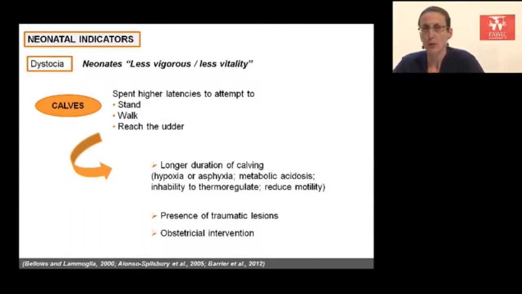And the principal explanation of that is that the calf was probably born after a longer parturition, and that produced hypoxia or asphyxia of the calf, and consequently there is a metabolic acidosis that can produce an inability to thermoregulate and reduced motility in the newborn. Other causes that can explain this effect on the newborn are the presence of traumatic lesions and obstetrical intervention.